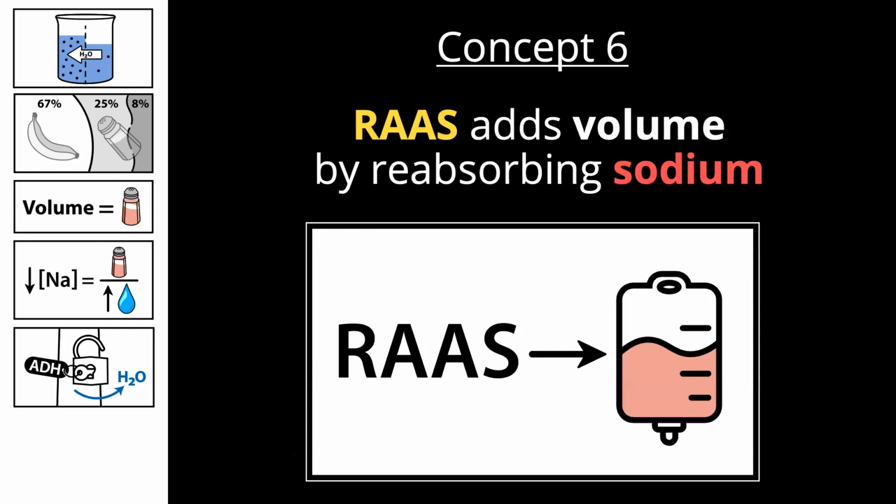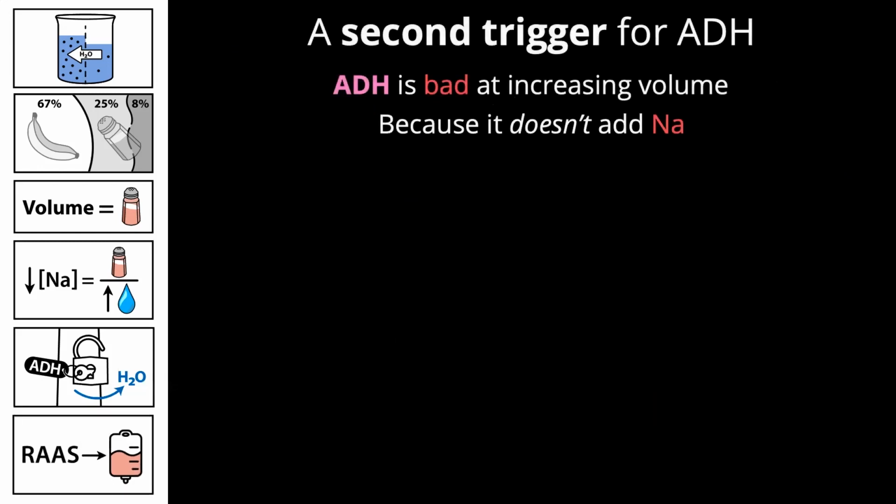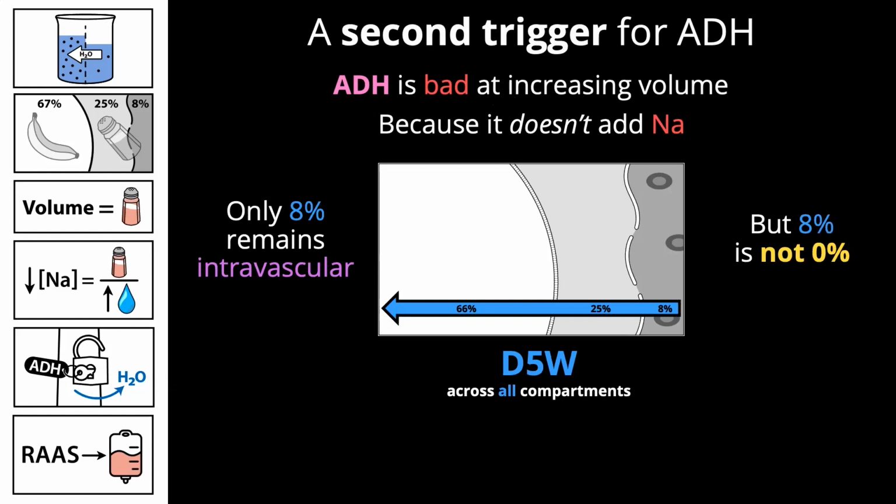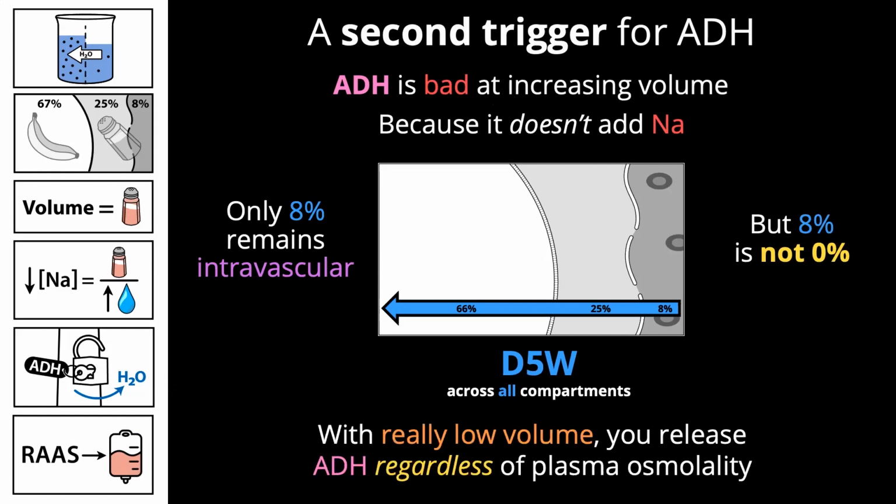The renin-angiotensin-aldosterone system, just said this, adds volume by reabsorbing sodium. Concept number 6. And to your point, water is not no volume. It's just bad volume, okay? It's distributing across all the compartments. Only 8% remains intravascular, but 8% is not 0%. And if you're volume down, if you have a reduction in effective circulating volume, you want that 8%.